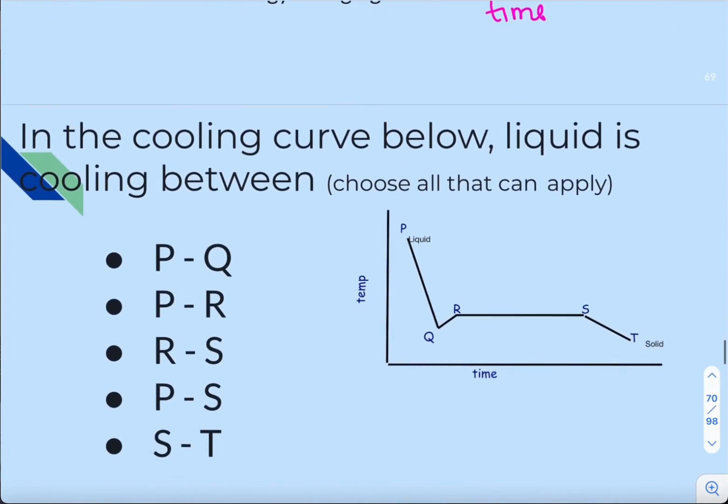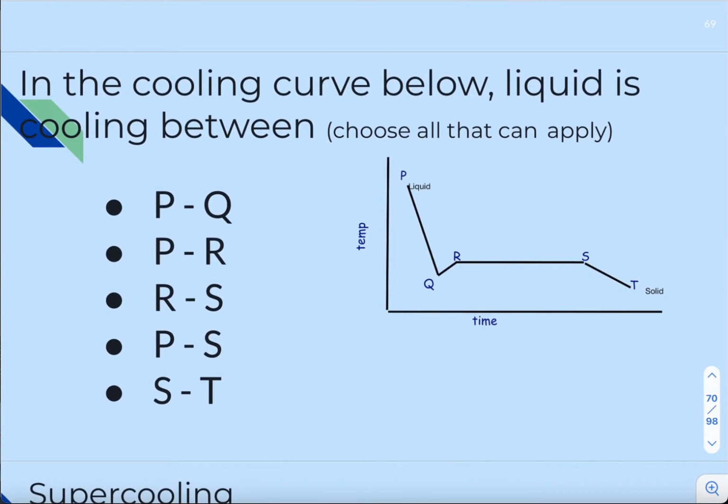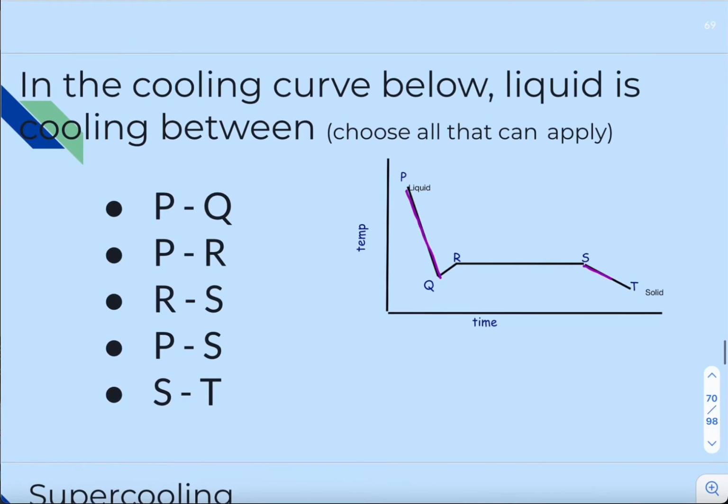Last little bit is something that you actually don't need. We have one more here. In the cooling curve below, liquid is cooling. When is the liquid cooling? Whenever the temperature is going down, it is cooling. So where is the liquid cooling? Between P and Q. Okay, now we wouldn't necessarily know, because this could be gas and this liquid, except it's labeled liquid solid. So we know the liquid is cooling between P and Q.